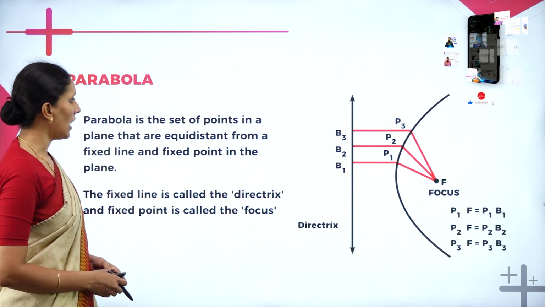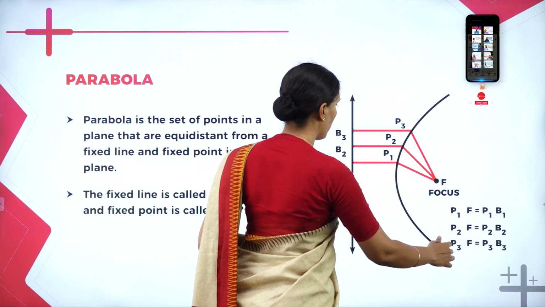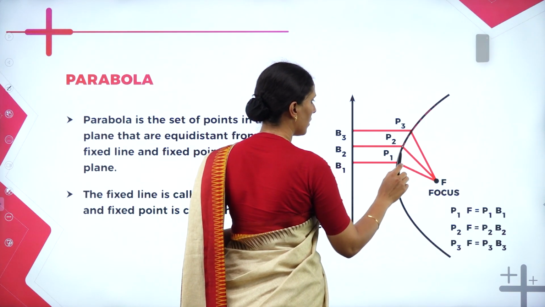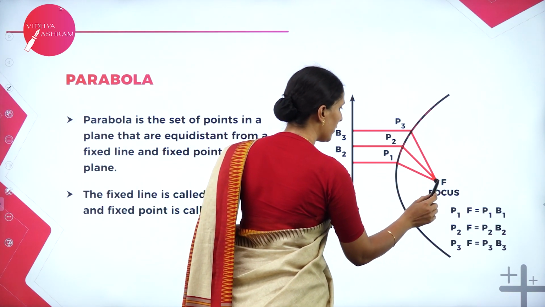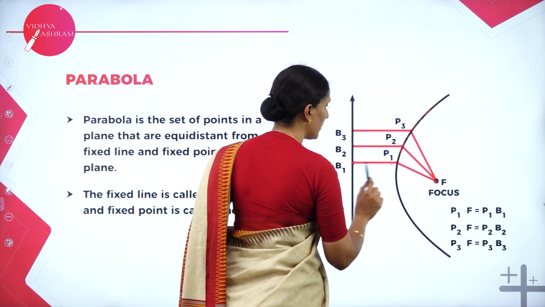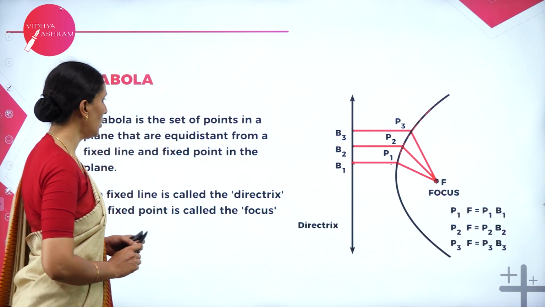Today in this session we are going to learn about the second type of conic sections, that is parabola. So what do you mean by a parabola? You can clearly see from the figure, here is a curve, parabola. How do we get it? A parabola is a set of points whose distance from the fixed point is equal to the distance from the fixed line. Such types of curves are called parabolas.